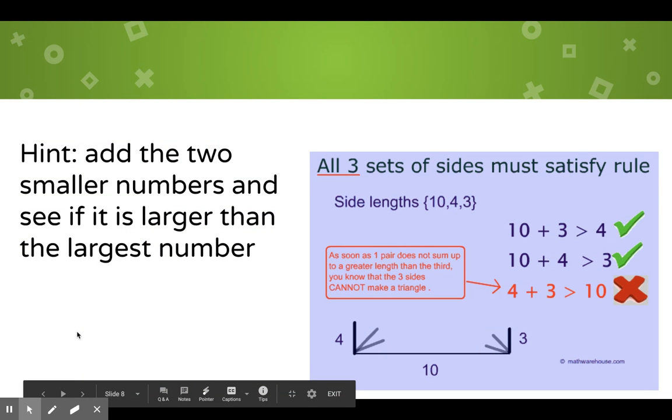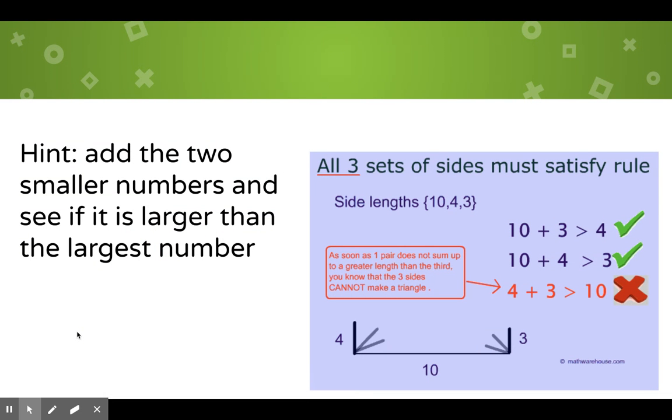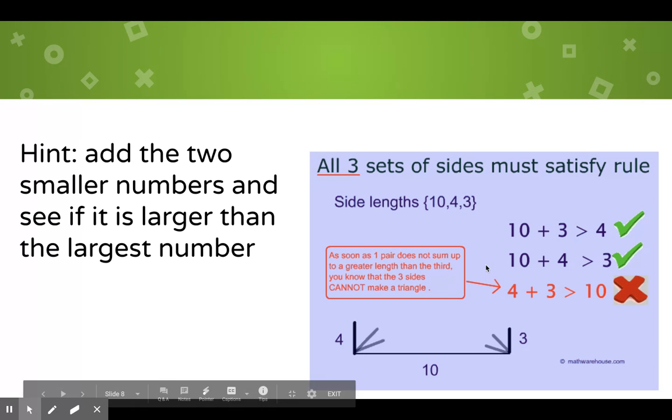So it's just add the two smaller numbers and see if it's larger than the largest number, right? That's a quick way to see if three side lengths can make a triangle, rather than having to do it for all of them.